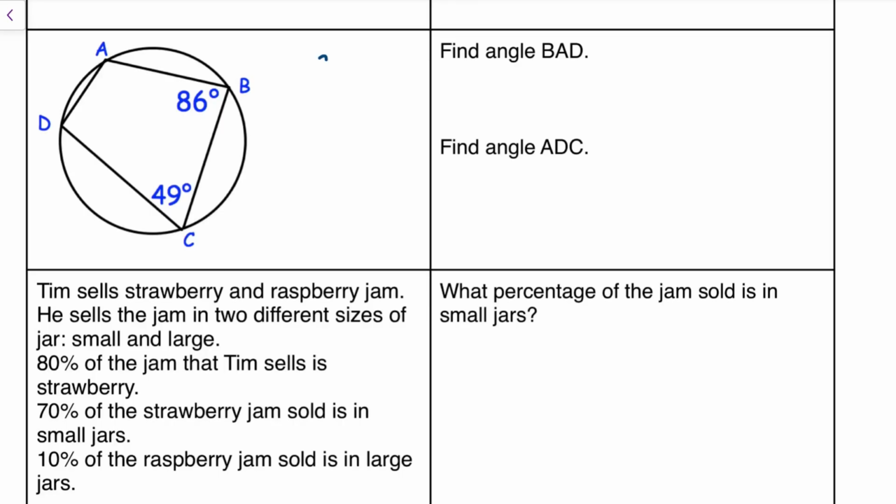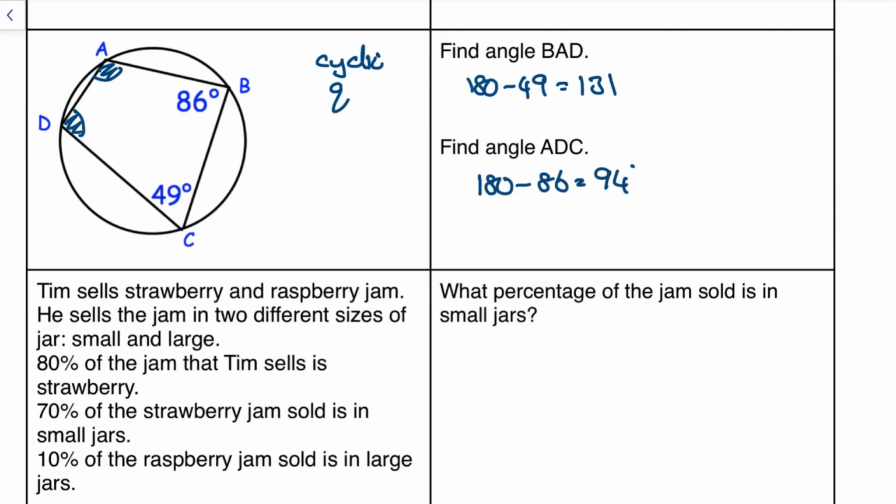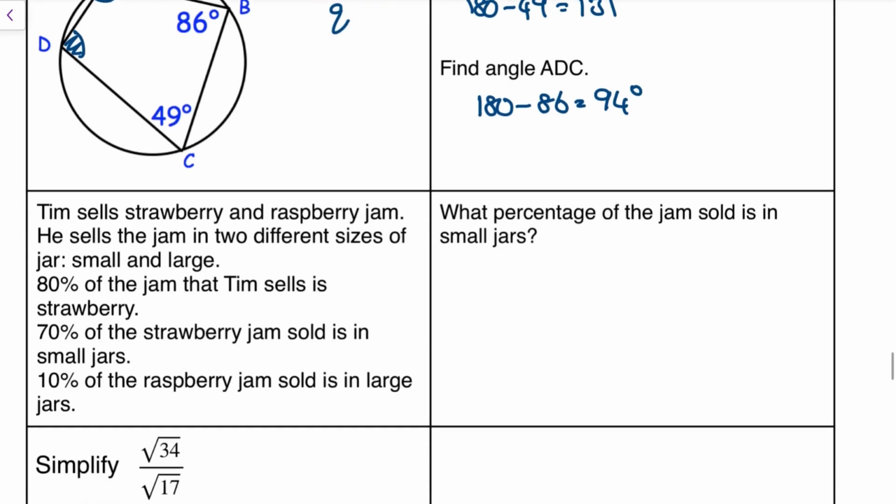Next question, find BAD. Well, the first thing I'm going to note is this is a cyclic quadrilateral, which means that opposite angles add to 180. So therefore BAD, which is this one here, is going to be 180 minus 49, which is going to be 131. First one done. And ADC is going to be this one here, which is going to be 180 minus 86, which is going to be 94 degrees. Nice and straightforward.